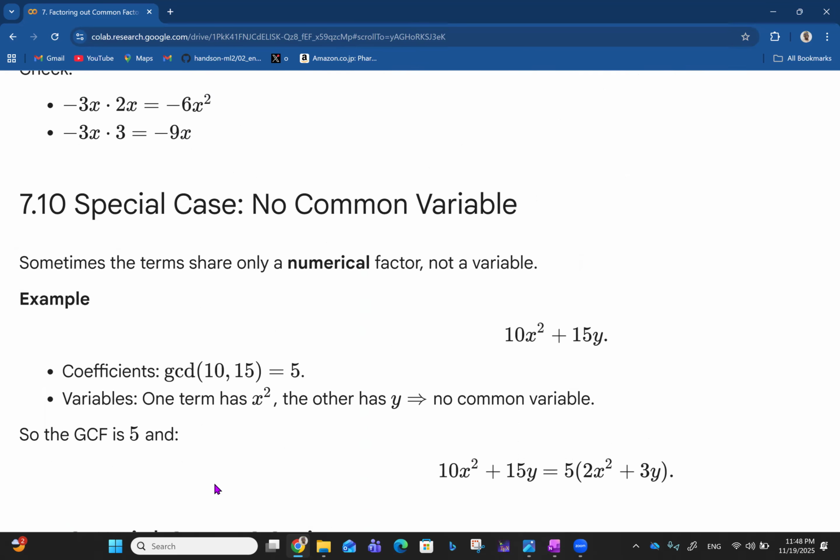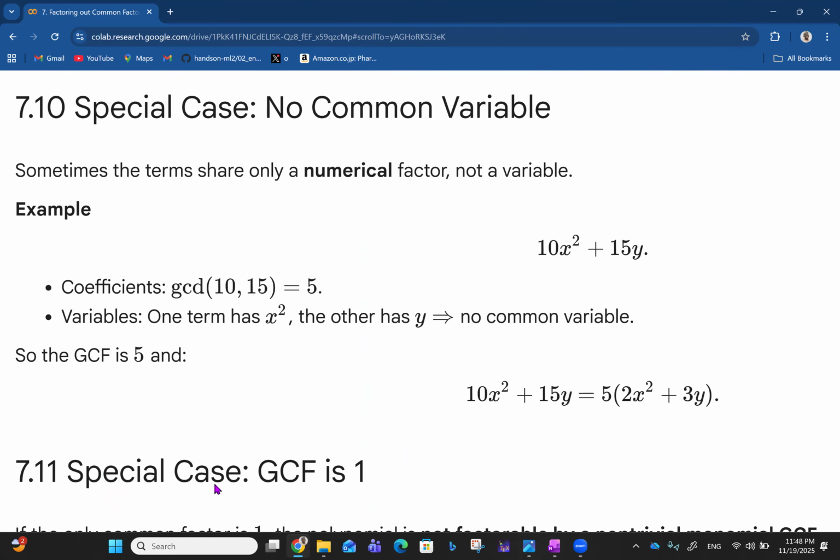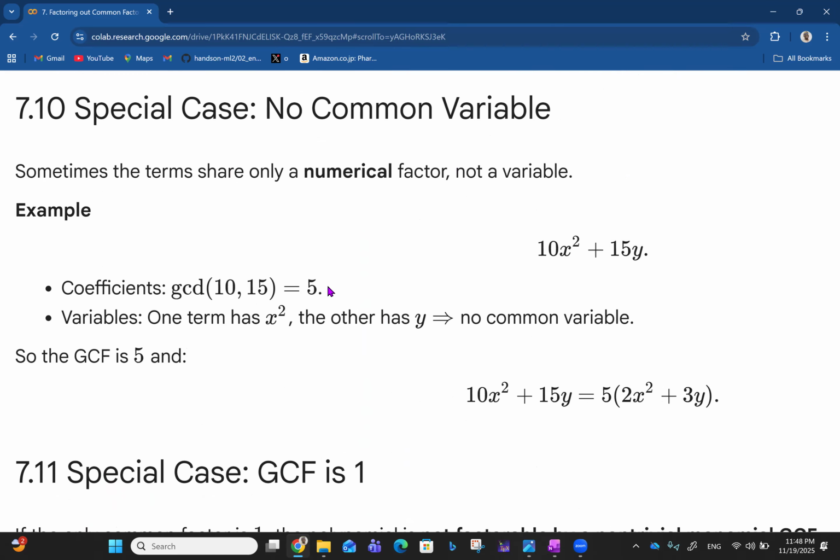Now we have some special cases. For instance, no common variable. What if there's no common variable? What do you do? Sometimes the terms share only a numerical factor, not a variable. Focus on the number. So for the coefficients, we have the GCD of 10 and 15. That's, of course, 5. That's the greatest common factor for 10 and 15. And for the variables, one term has x squared, the other has y. No common variable. So the GCF is simply the 5.